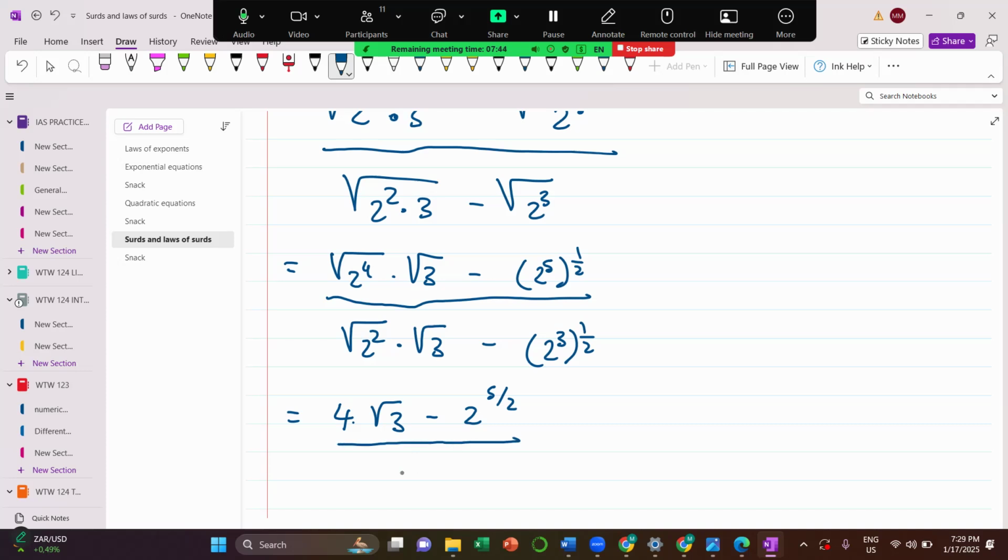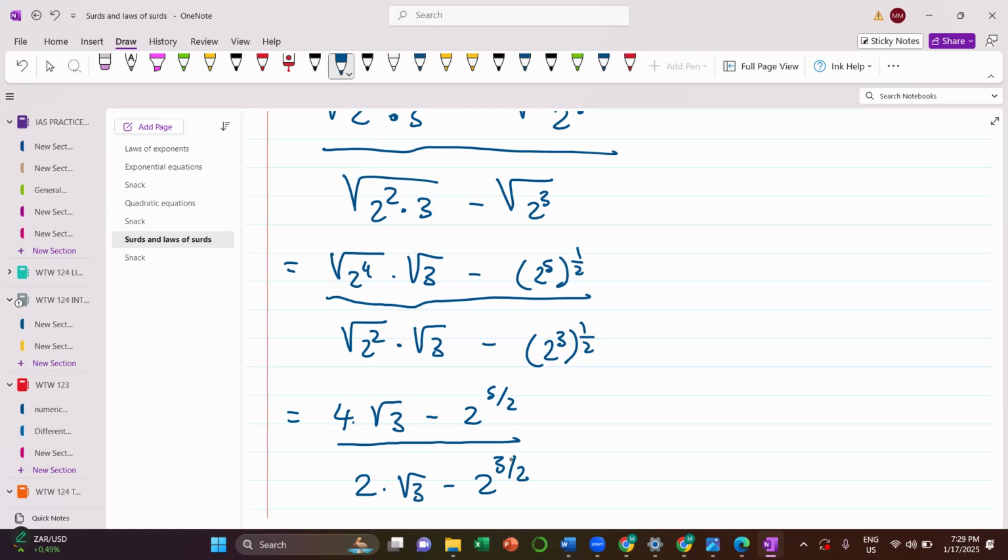All over. Here you're going to get what? 2 root 3 minus 2 to the exponent of what? 3 over 2. Are you guys okay so far? Yes, sir. Yeah. So let's check now.